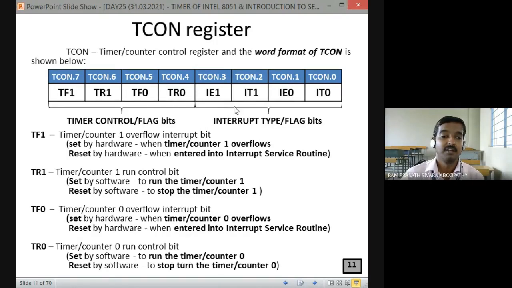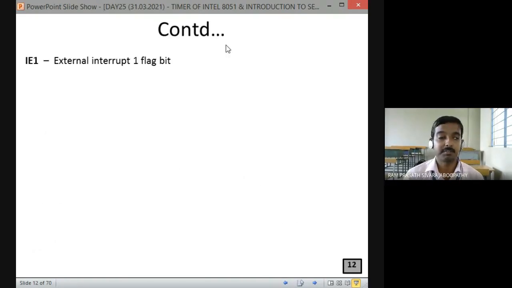Yes, fine. So IE1 and IT1, these 2 bits are for external interrupt 1, and these 2 bits, IE0 and IT0, are for external interrupt 0. Fine. So for interrupts, we can use these particular 4 bits to program. But the name of the register is going to be TCON only. Fine. Okay, let's see what the purposes are.